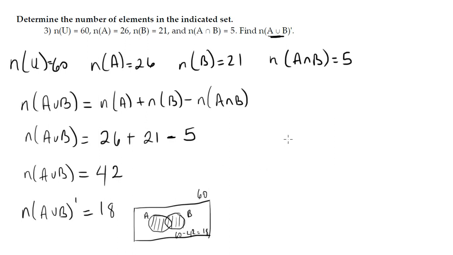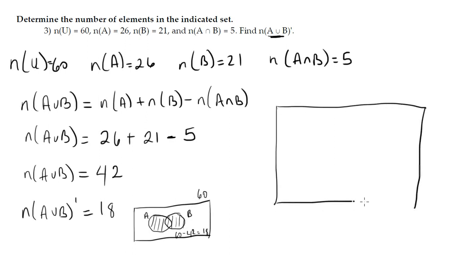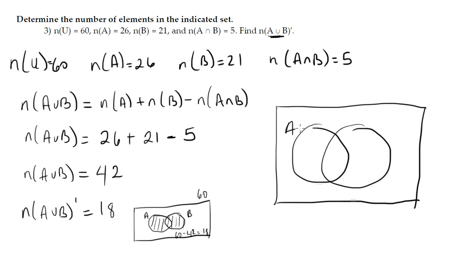Now, to continue with this Venn diagram idea, let me draw it a little bigger so we can look at it. Here's A. Oh gosh, circles are terrible. So my universal set, the number in my universal set, that's 60 elements. So in this box, this rectangle, there should be 60 elements total. I always start by filling in the intersection and working my way outwards. So there's 5 elements in the intersection of A and B.